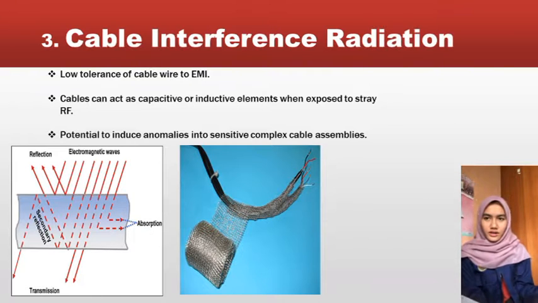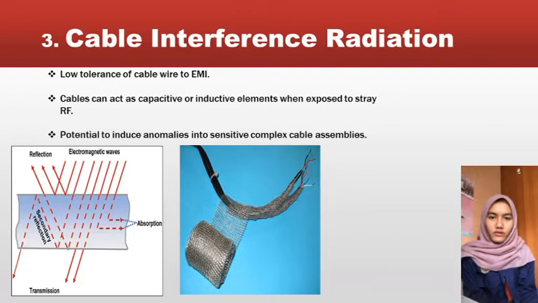cable interference. So this type of noise can come from a number of potential sources such as antennas, electronic communications equipment, radars, terrestrial navigation aids, or wireless networking devices. So cables can act as capacitive or inductive elements when exposed to stray radio frequency.